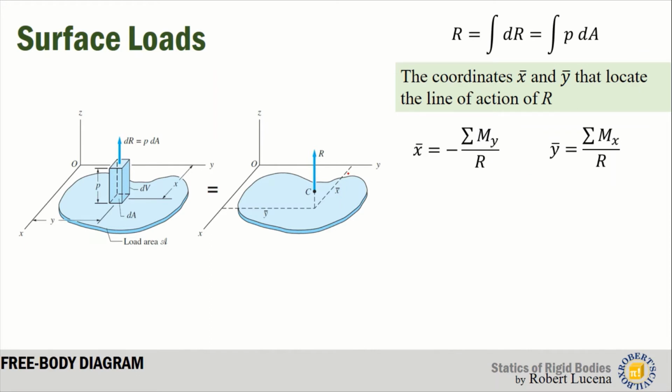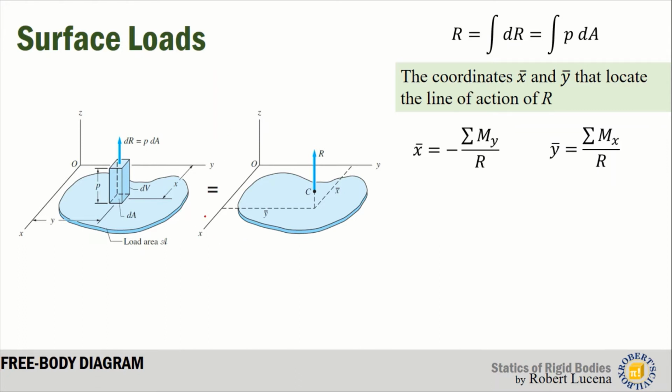Now we would like to get the location of the resultant. Since we have the magnitude, it is also important for us to determine the location of the resultant. So as you can see, the moment induced by this dR about the x-axis is dR times y. And also the moment induced by this dR about the y-axis is dR times x.